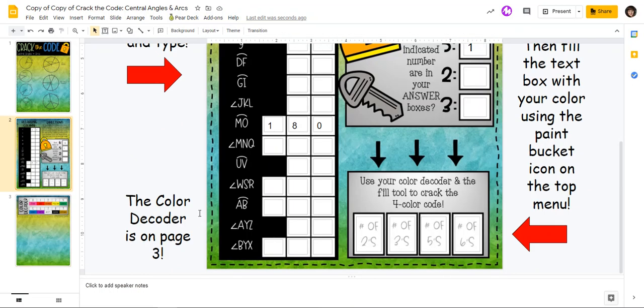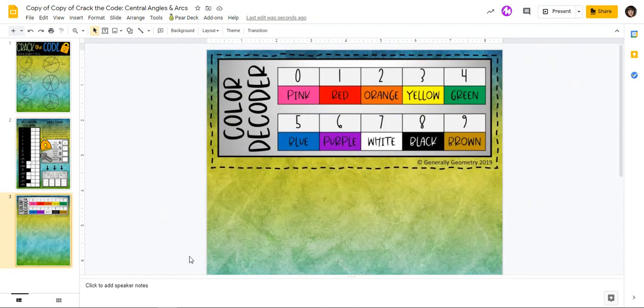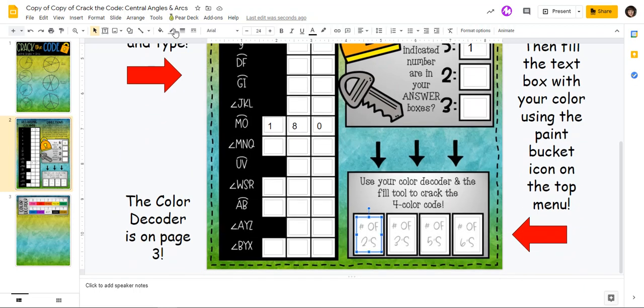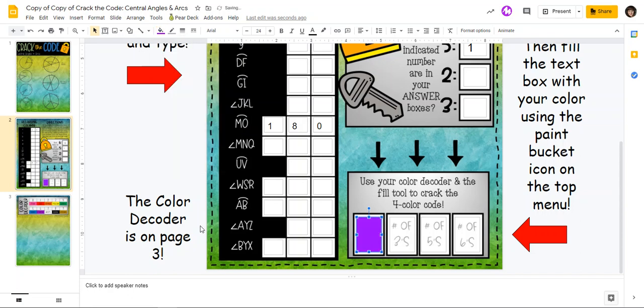Let's just say there were, I don't know, 9 Qs. Never mind. Let's say that there were 6 2s. If there's 6 of them, we make the box purple. So I'm going to click here. I'm going to click on my little paint bucket button, and then I'm going to click on purple, and I'm done with that one. Okay?